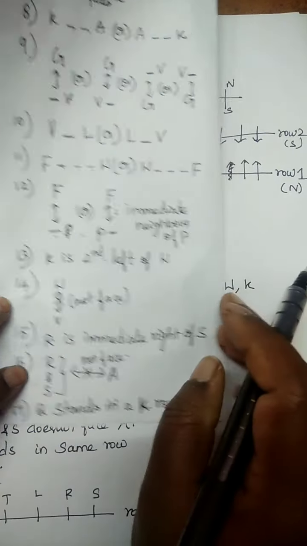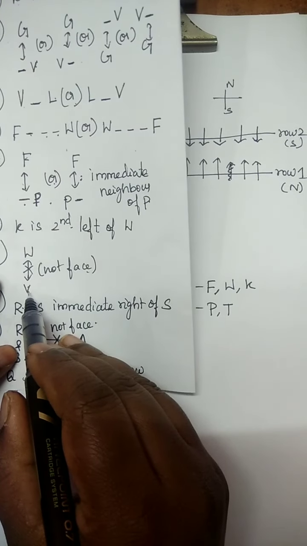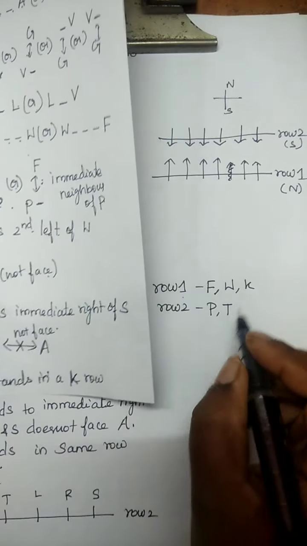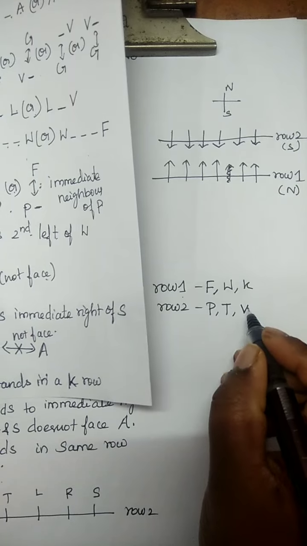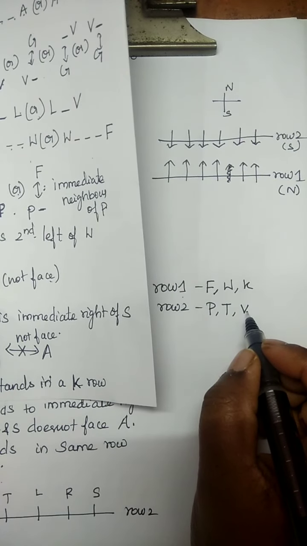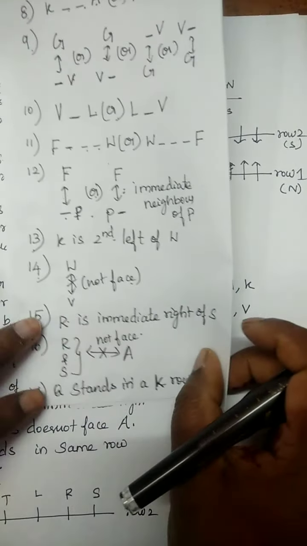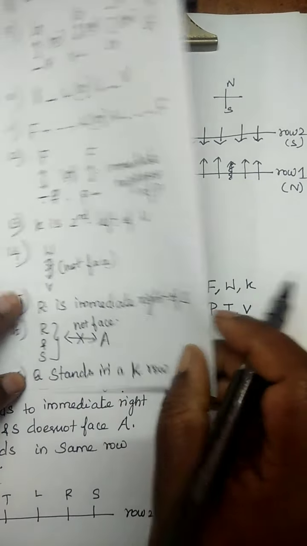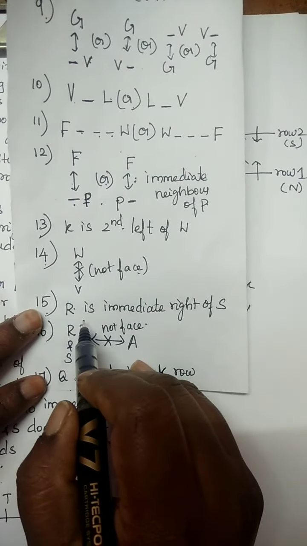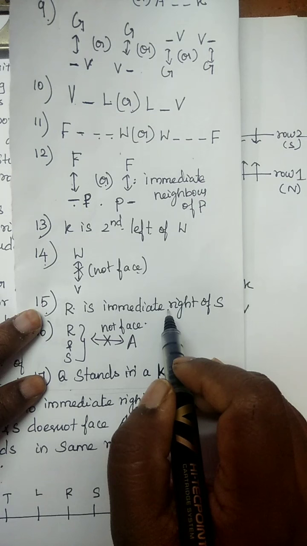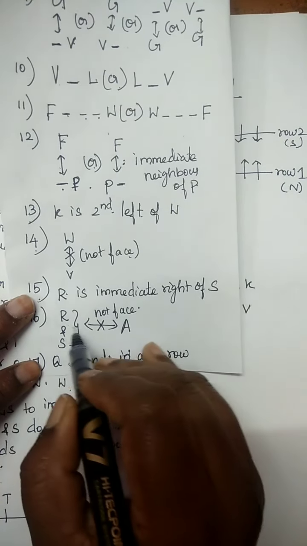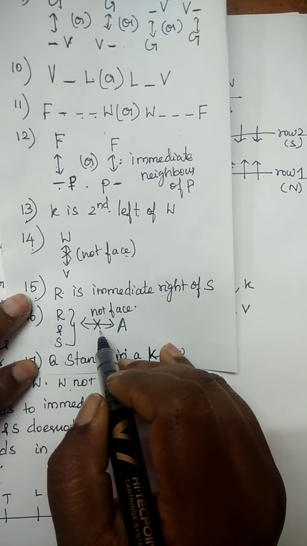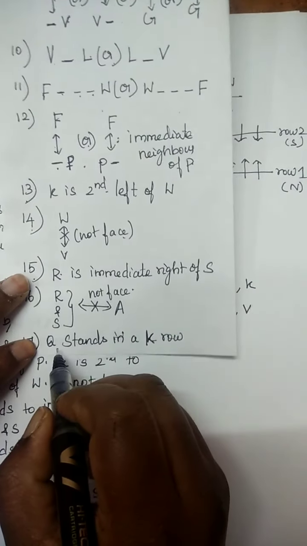So V is at row 2. But W does not face V. We have to find out that place. Okay. R is immediate right of S. We don't know about R and S. R and S does not face A. This also we don't know.